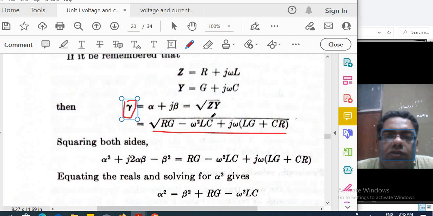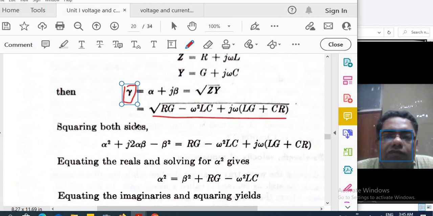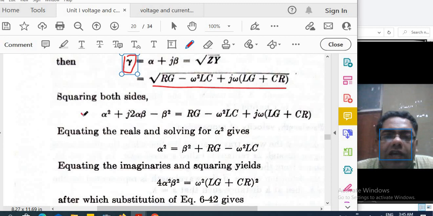If we square both sides, we will get alpha square plus 2 j alpha beta minus beta square equal to this. Now in this equation, we have to equate the real and imaginary parts. The real part is alpha square minus beta square, which we equate with Rg minus omega square Lc. So we get this equation.